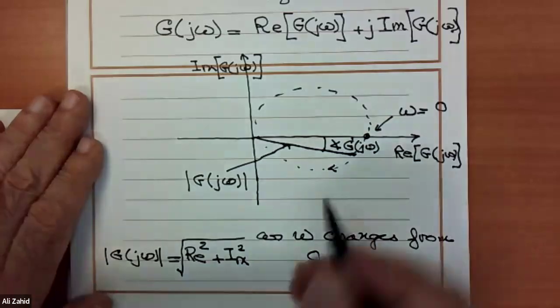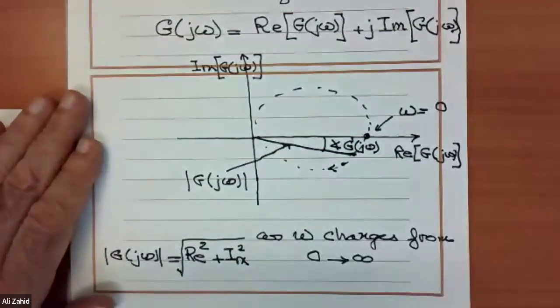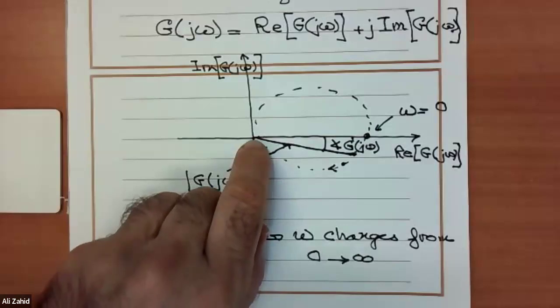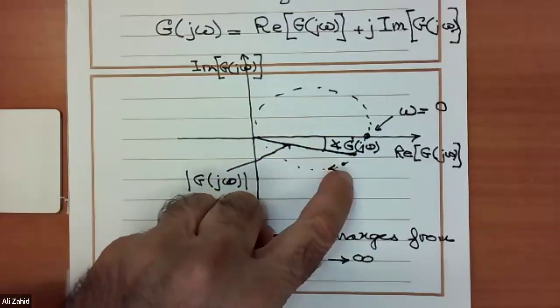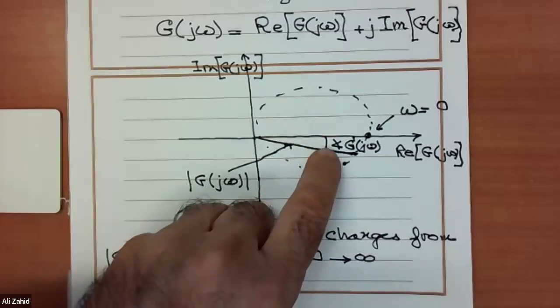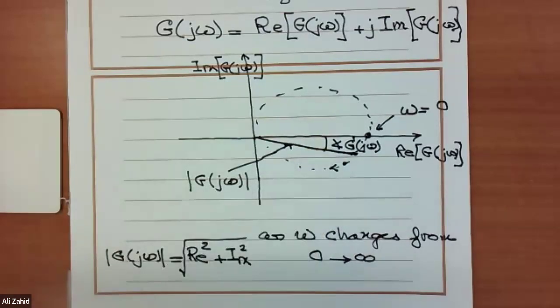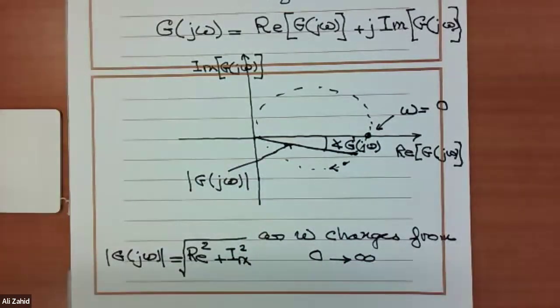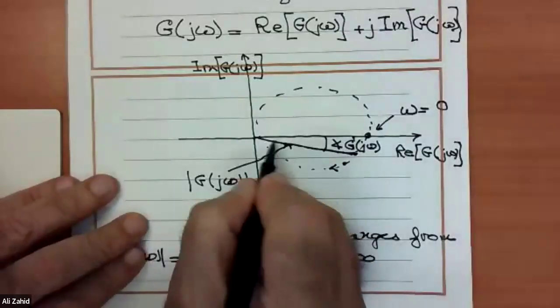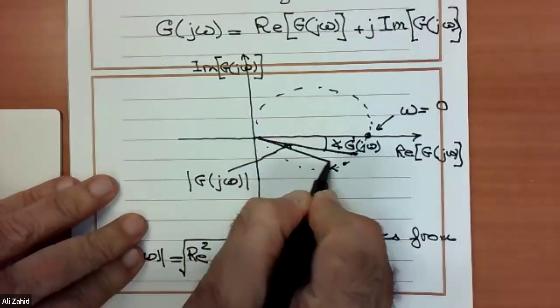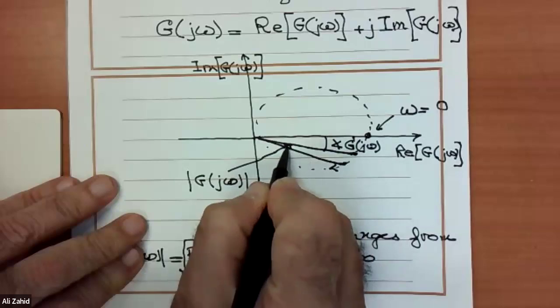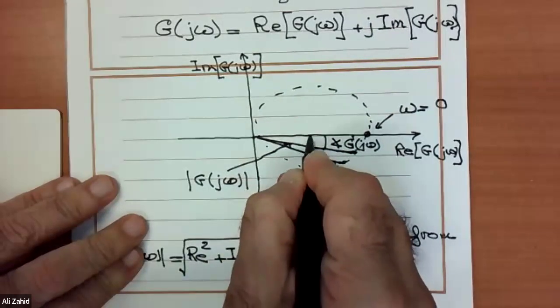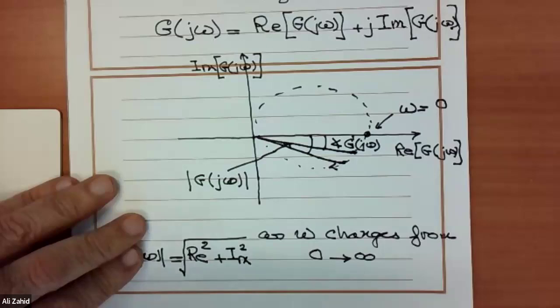So let's assume omega came here. What is the magnitude? The magnitude is the length of the vector from the origin to this point. Is it the same as this one? No, it's smaller. It's a different one. Will the angle change? Yes, the angle also will change. So, one more time, let's sketch a vector here. What is the magnitude now? This is the magnitude, and this is the phase angle. Did you get it?